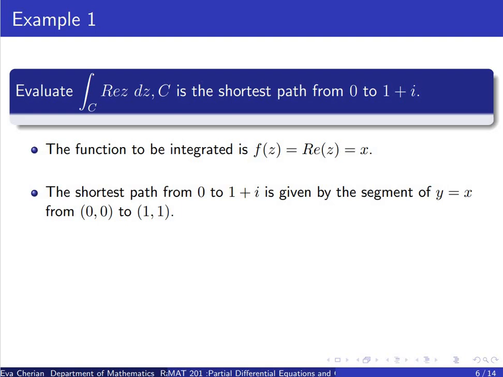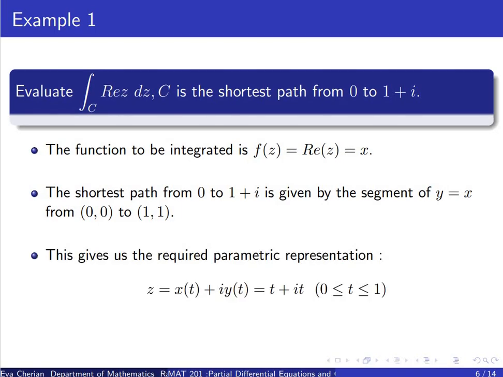The path of integration is the shortest path from 0 to 1 plus i. That is the segment of the line y equal to x from the origin 0, 0 to the point 1, 1. From this, we get the required parametric representation of the curve C. z is equal to x of t plus iy of t. x is t, then y of t is also t. So the parametric representation is z equal to t plus it with t varying from 0 to 1.